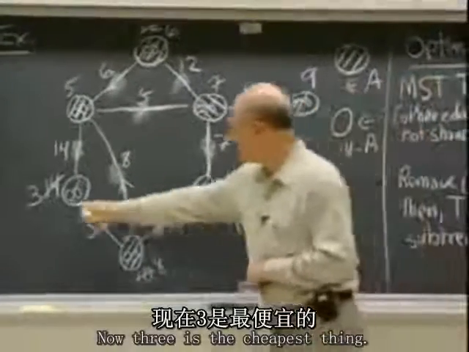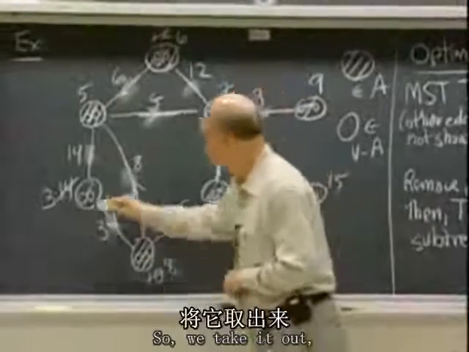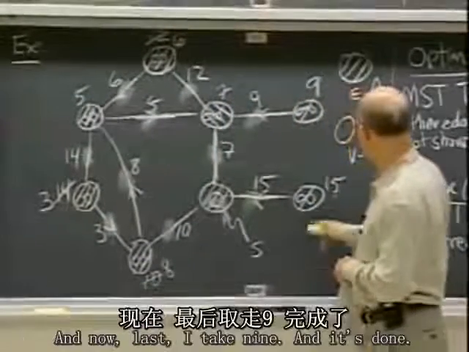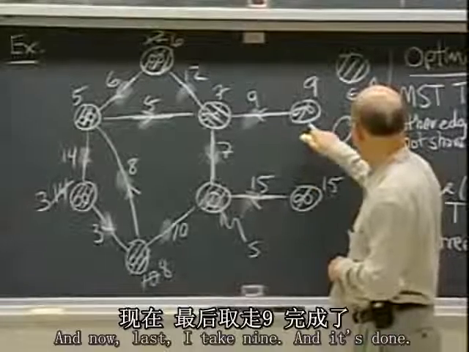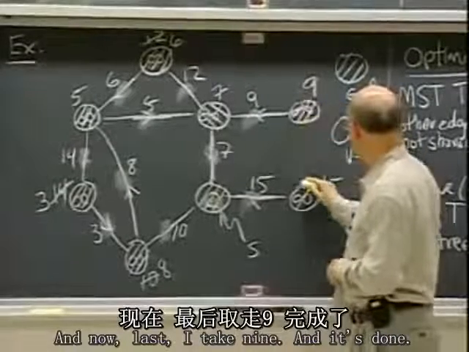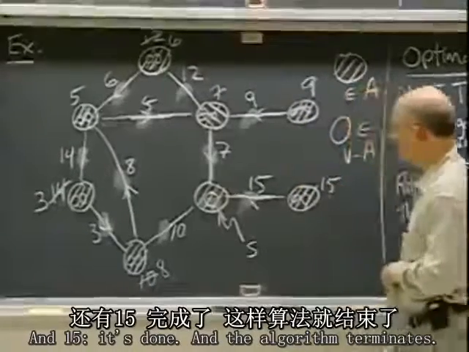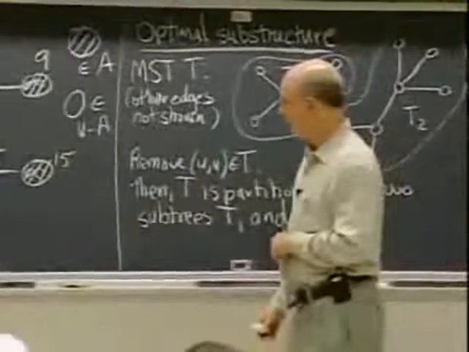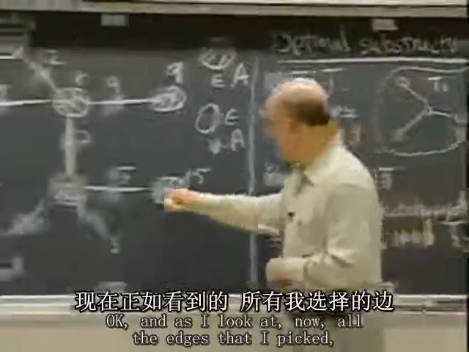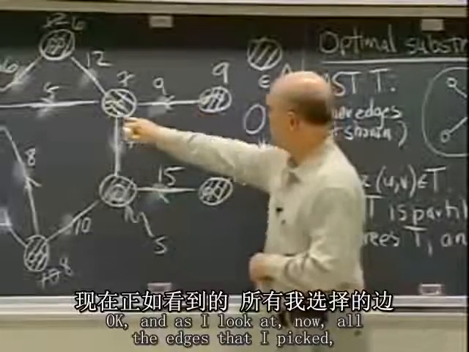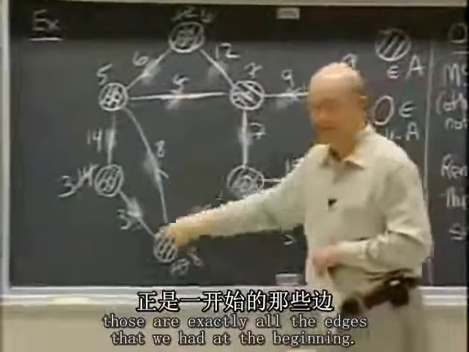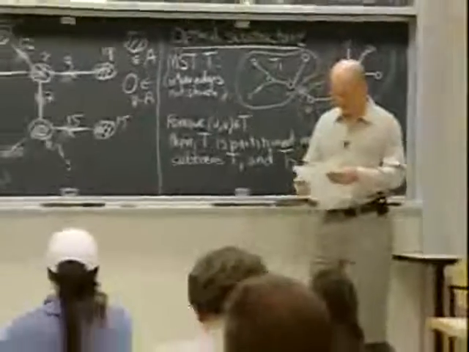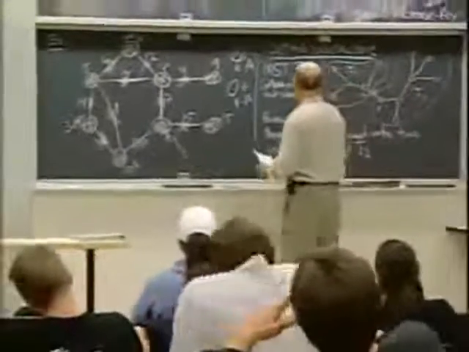Now 3 is the cheapest thing. So we take it out. And of course, there's nothing to be done over there. And now last, I take 9. And it's done, and 15, it's done, and the algorithm terminates. And if I look at now all the edges that I picked, those are exactly the edges that we had at the beginning. Okay, let's do an analysis here.